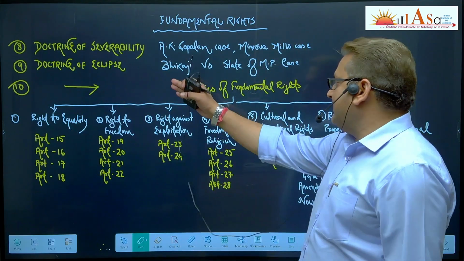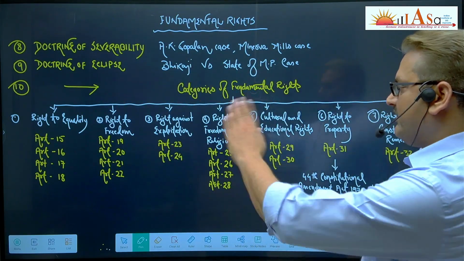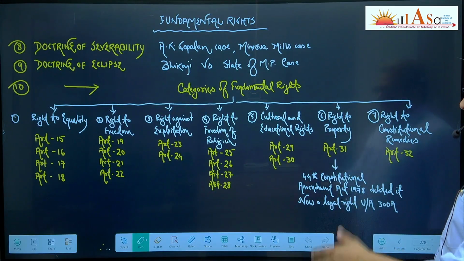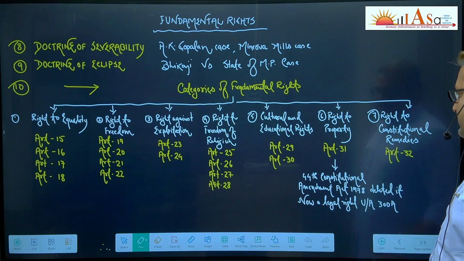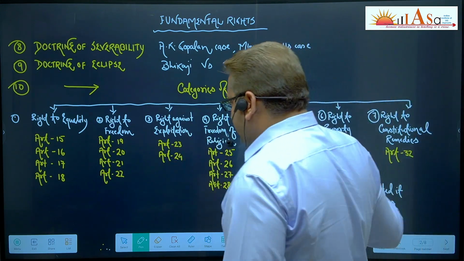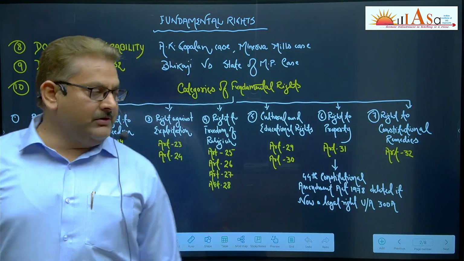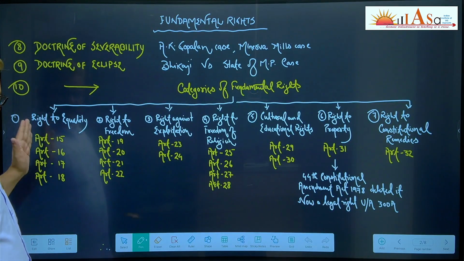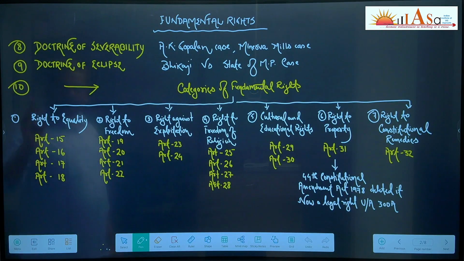Then you have categories of fundamental rights: right to equality, right to freedom, right against exploitation, right to freedom of religion, cultural and educational rights, right to property, and right to constitutional remedies. ये आने वाले डिस्कशन का रोड मैप है. We will begin from here. Right to equality, Article 14, 15, 16, 17, 18.